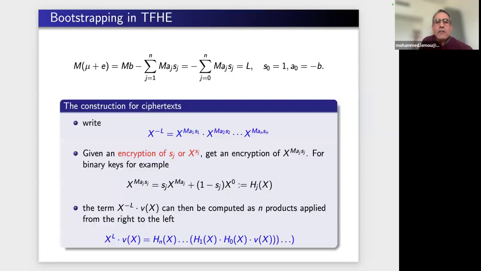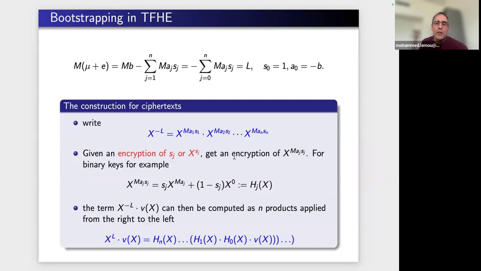Of course, x to the power minus m mu is very useful because it is a product. Because the component is linear in s, you can write this as a product of something which depends only on s1, something which depends only on s2, and something which depends only on sn. And this is important to break, in some sense, the complexity of this homomorphic evaluation.